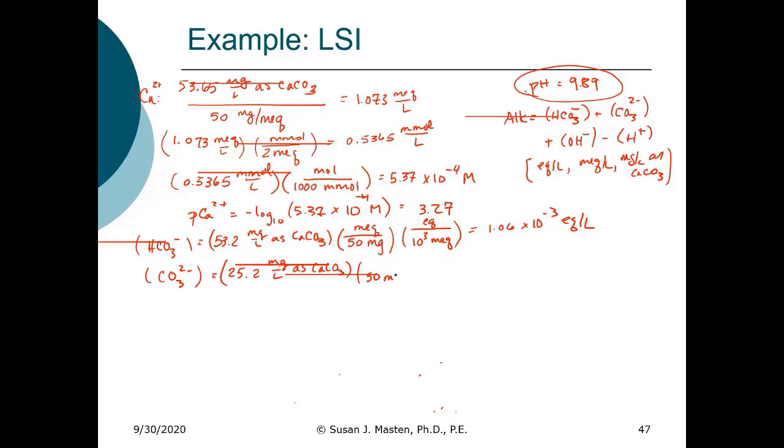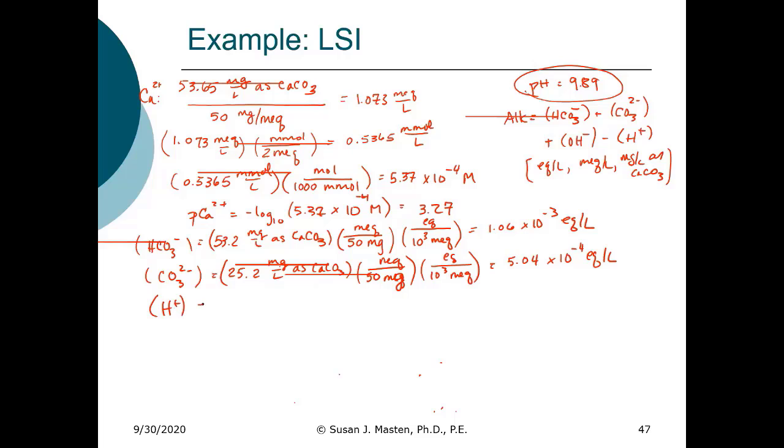Again, milligrams, milliequivalents. So we'll divide by 50, 10 to the 3 milliequivalents per equivalent. And that is equal to 5.04 times 10 to the minus 4 equivalents per liter.